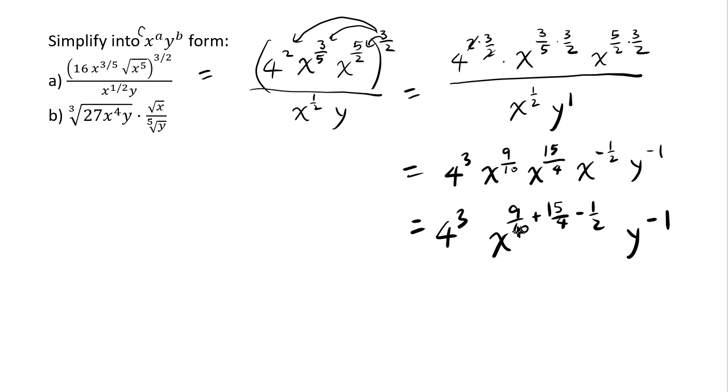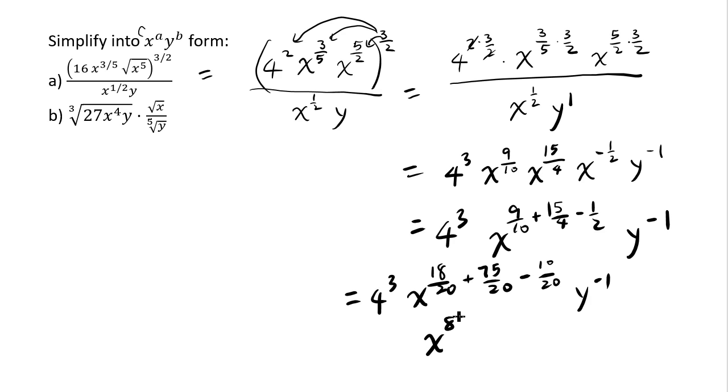And to add these, you need common denominators, and I see that 20 is the least common multiple of every number. So I'm going to rewrite this as 4 to the third power x to the 18 over 20 plus 5 times 15 is 75 over 20, and then 10 multiplied top and bottom, that's 10 over 20. 18 minus 10 is 8. 8 plus 75 is 83. So it's x to the 83 over 20, y to the negative 1.